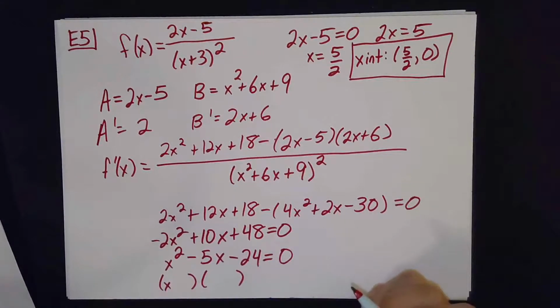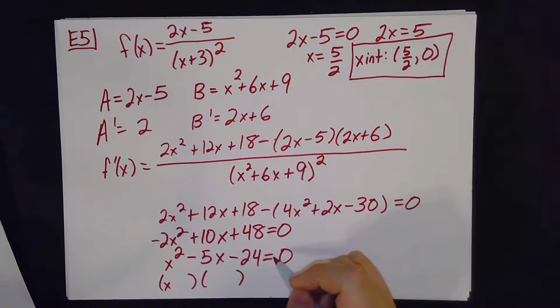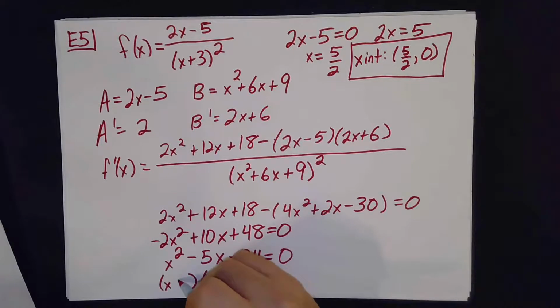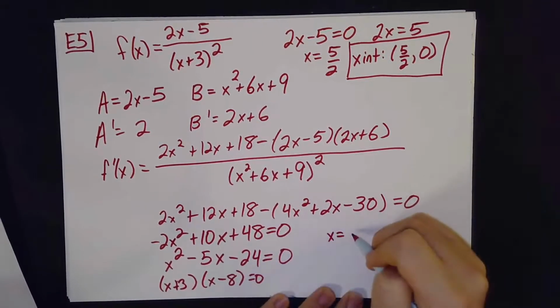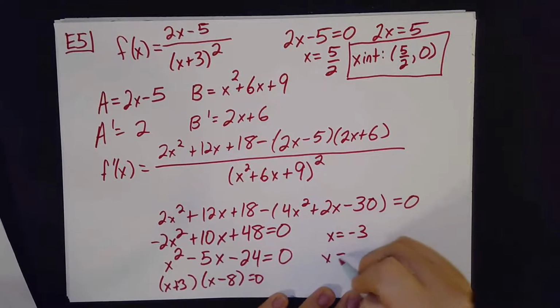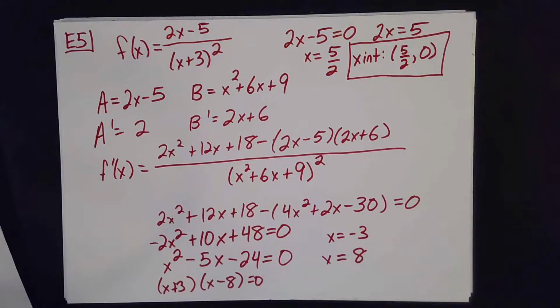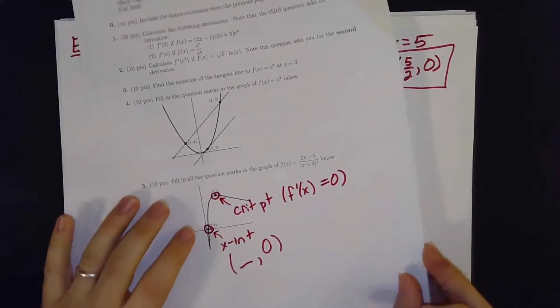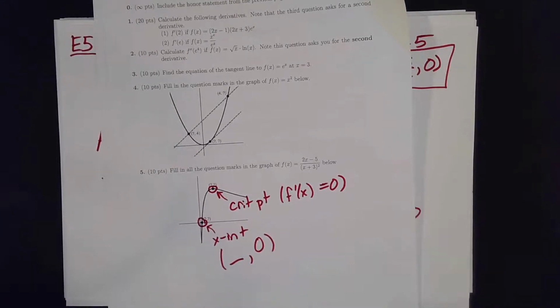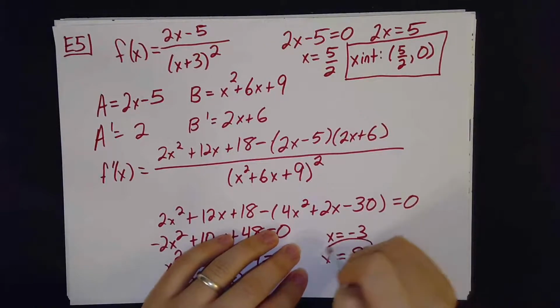And for once, this actually factors nicely. So I am going to get x plus 3 times x minus 8, which is going to give me that x is minus 3 or x is 8. But note, the critical point in question definitely has a positive x coordinate. So the critical point definitely has x equals 8.